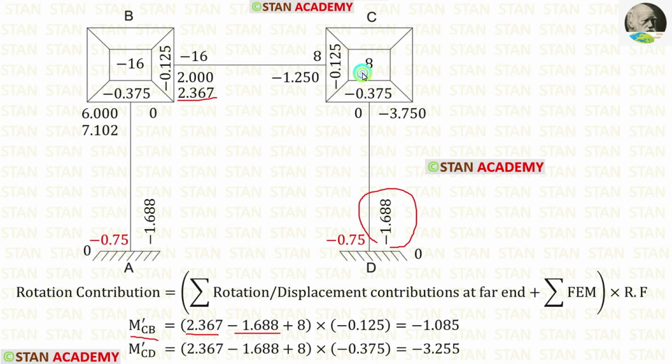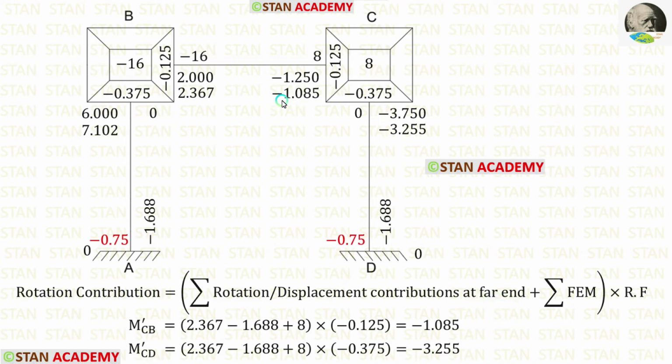The displacement contribution in the point D is minus 1.688. The summation of fixed end moment is 8. The rotation factor for CB is minus 0.125. Finally, for M'-CB, we are getting minus 1.085. The rotation factor for CD is minus 0.375. Let us apply that. For M'-CD, we are getting minus 3.255. Let us apply the values of M'-CB and M'-CD.